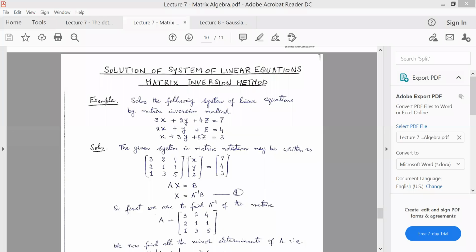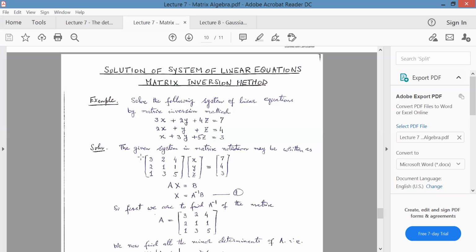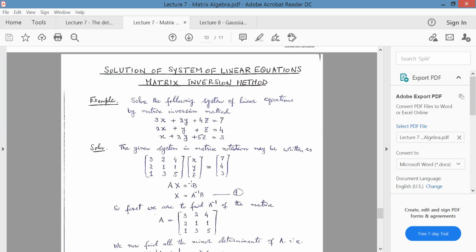This is one matrix. Now you'll multiply it with the variables x, y, and z. These are the variables you will be writing as a column matrix. Then equals the matrix of the constants. The 7, 4, 3 are the constants written on the right side. Just put them in the form of a matrix. That's it. Damn simple. Then we symbolize all these matrices. The first matrix, I take it as A. The variable matrix I denote with X, and the pure constant matrix I denote with B.